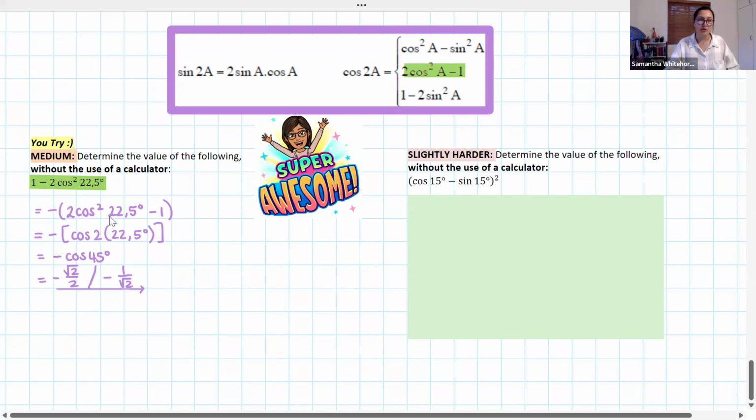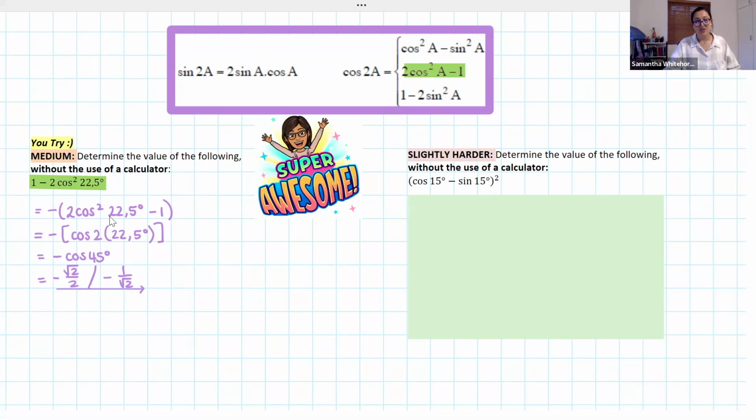It depends how you learn your special angles. Obviously, if you use a calculator, your calculator always rationalizes the denominator, so it'll give you root 2 over 2. Both of them are acceptable. Both of them will get you full marks.